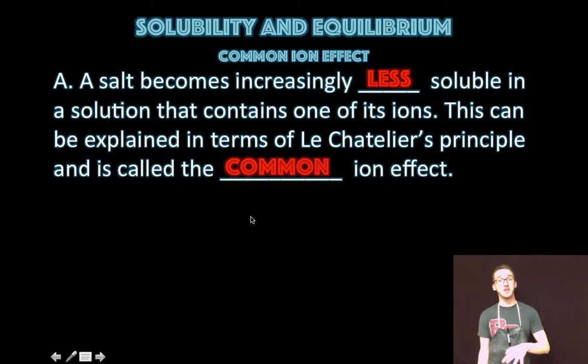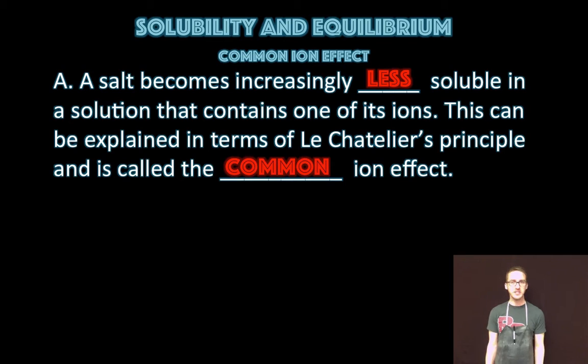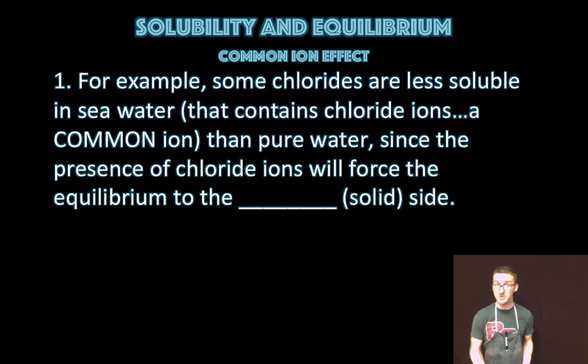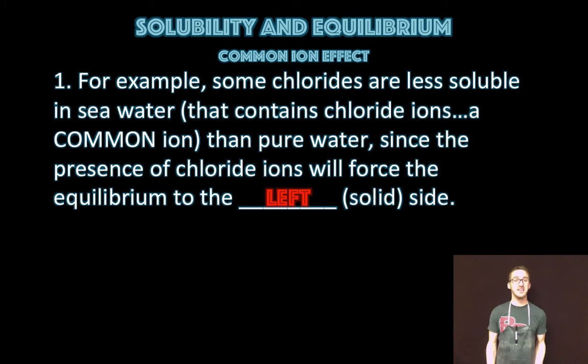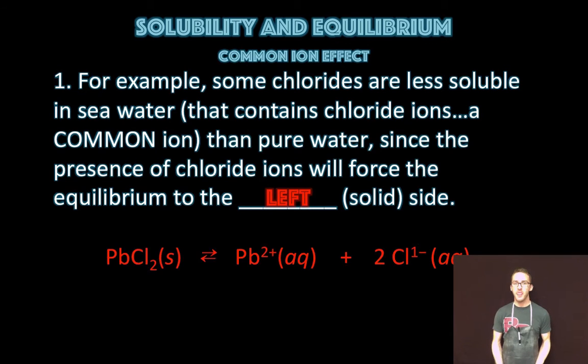Alright, so we're going to start with the common ion effect. A salt is going to become increasingly less soluble in a solution that contains one of its ions. We can use Le Chatelier's principle, and it's called the common ion effect. As an example, to help understand this, some chloride salts are less soluble in seawater that contains chloride ions, a common ion, than pure water, since the presence of chloride ions will force the equilibrium to the left or solid side. Think about lead(II) chloride as an example.